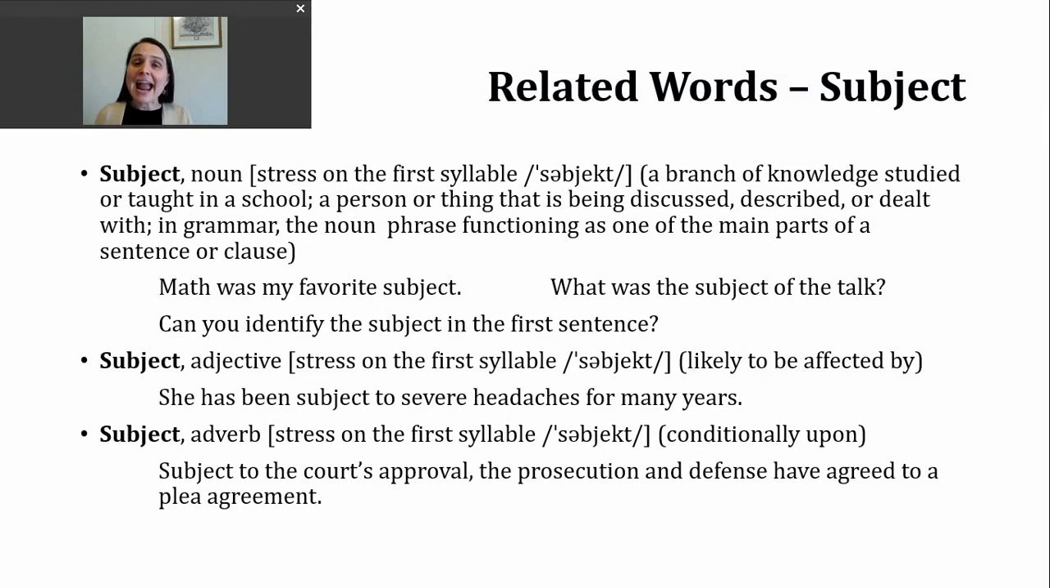A way you might hear this adverb used would be in the sentence, subject to the court's approval, the prosecution and the defense have agreed to a plea agreement. So this phrasing is really common if you pursue legal studies or work in the legal field. Two sides that seem opposed might find a way to reach an agreement, but that agreement is conditioned upon the court approving it. So an outside source looking at and making sure that the agreement is fair to both sides.